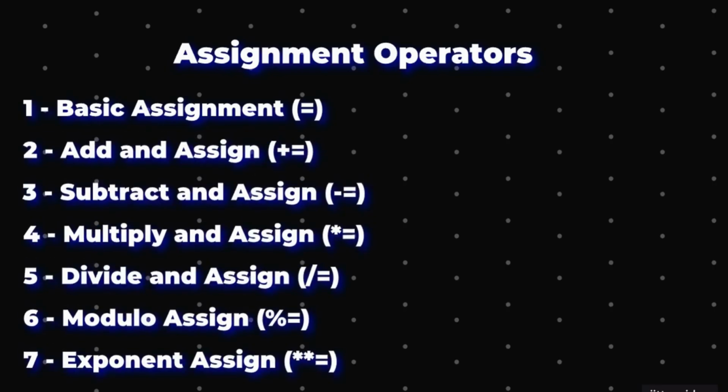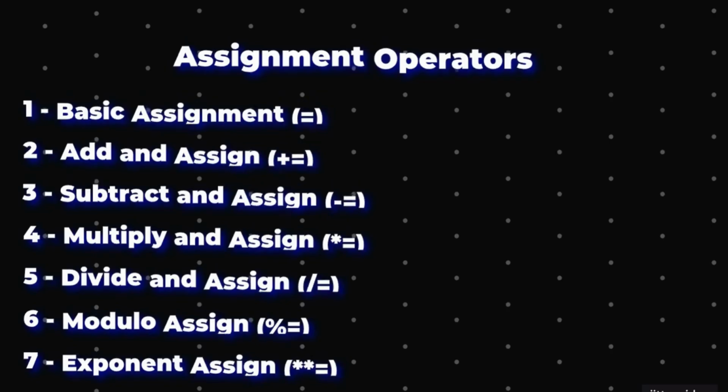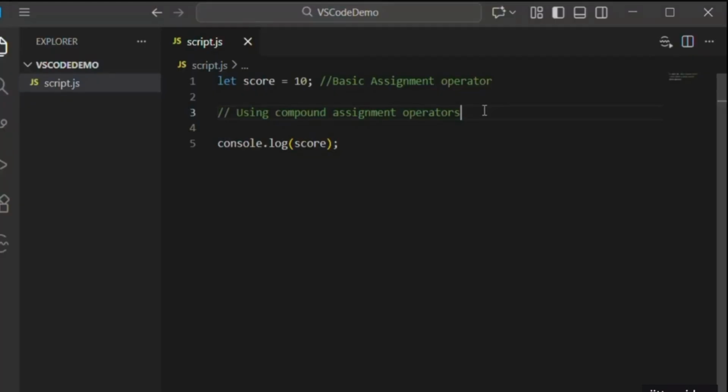Now, there are several more types of assignment operators, and these are nothing but a shortcut for arithmetic operations plus assignment. Let's understand by some examples. Line number 1 shows the basic assignment operator. This gives the score variable an initial value of 10.